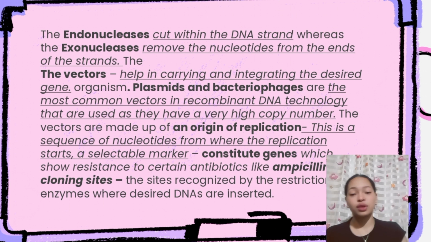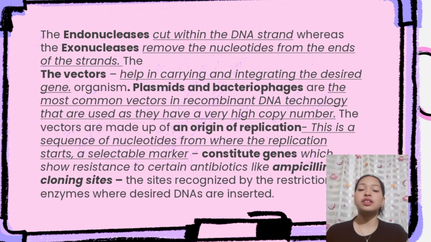Next is the vectors. They help in carrying and integrating the desired gene. These form a very important part of the tools of recombinant DNA technology, as they are the ultimate vehicles that carry forward the desired gene into the host organism. Plasmids and bacteriophages are the most common vectors used in recombinant DNA, as they have a very high copy number. The vectors are made up of an origin of replication.